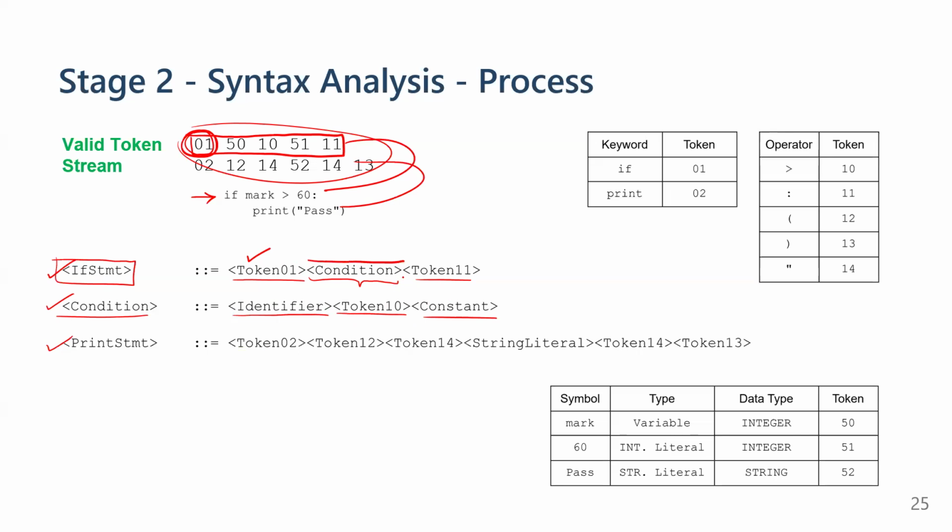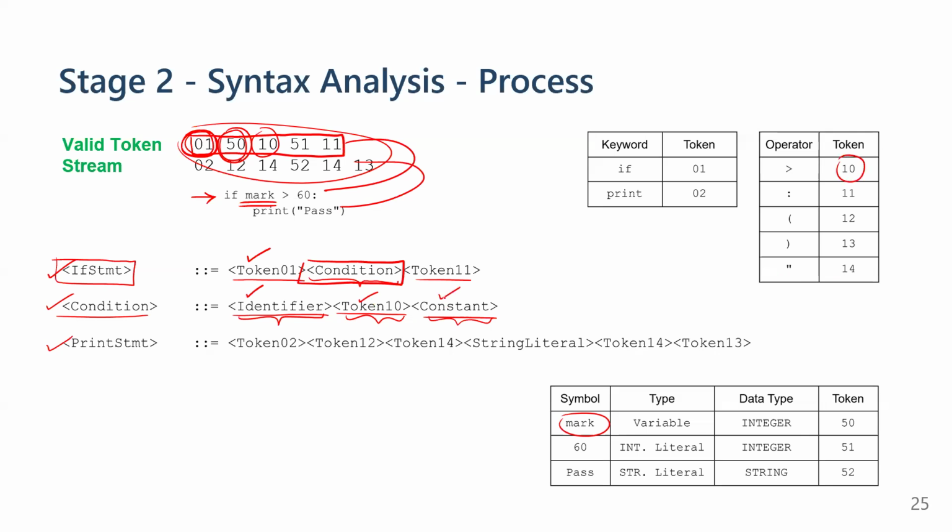And then there is some condition supposed to be there where the condition must begin with an identifier, token 10, and a constant. Let's see if that's correct. Now, here 50 is a reference to mark, which is actually a variable, or it could be considered as a valid identifier, which makes this part correct. And then 10 is token 10, which in this case is the greater than sign.